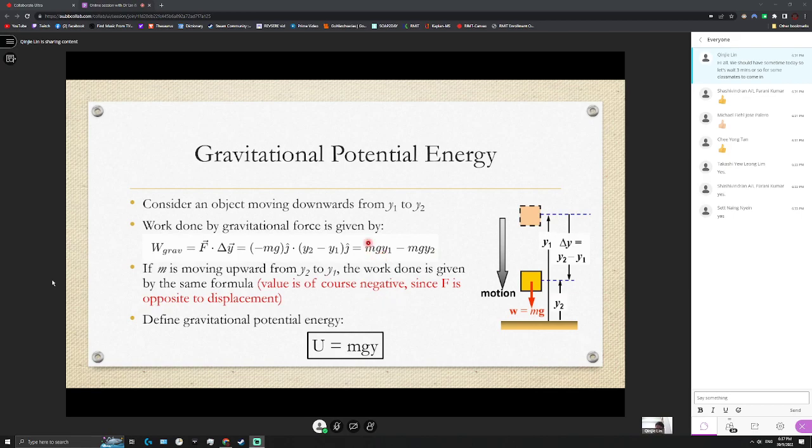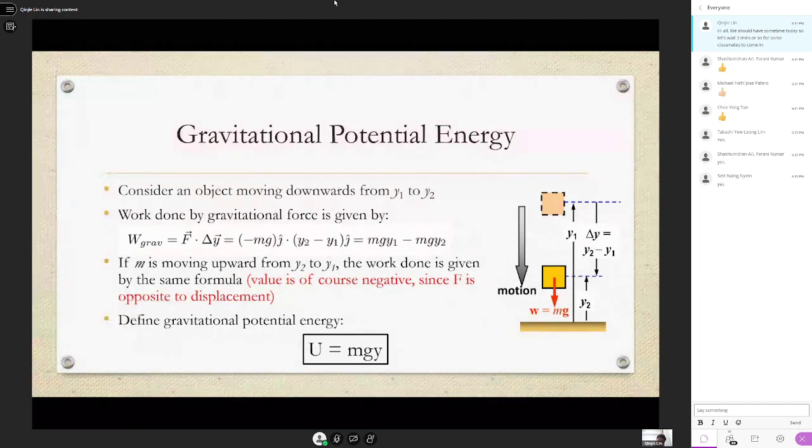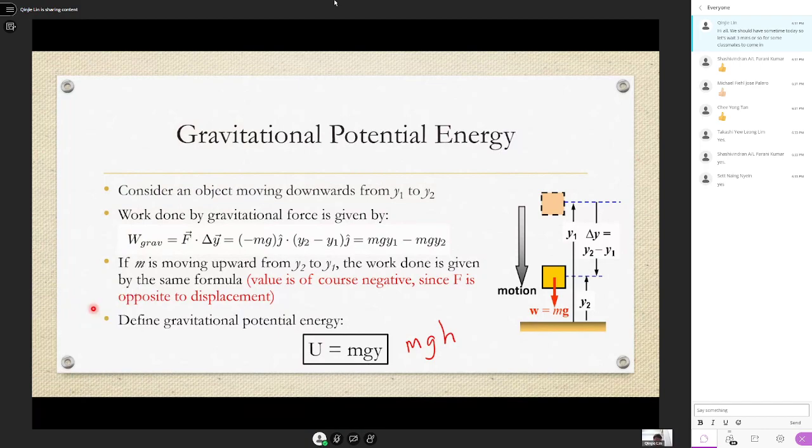So we have seen this, right? mgy1 minus mgy2. This mgy that we are talking about is our gravitational potential energy. Sometimes we also write it as mgh. Actually, it's the same thing. h stands for height. It's the concept that's important. So you can either write mgy or mgh as long as you know what you are referring to. Basically, this is the distance, the difference.